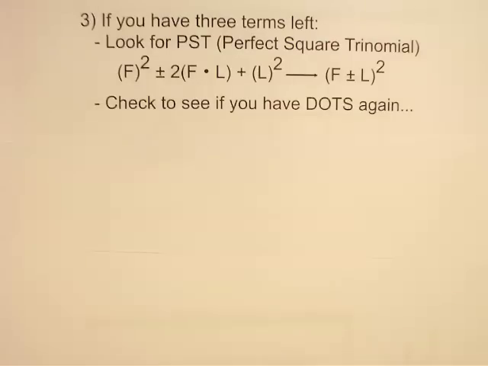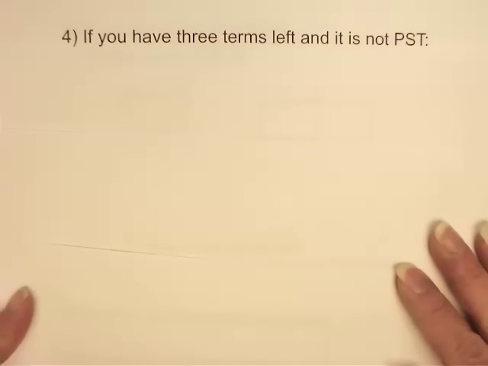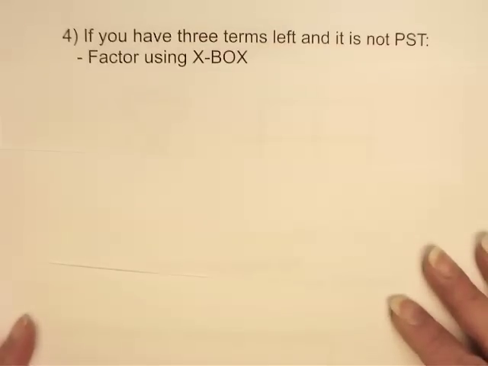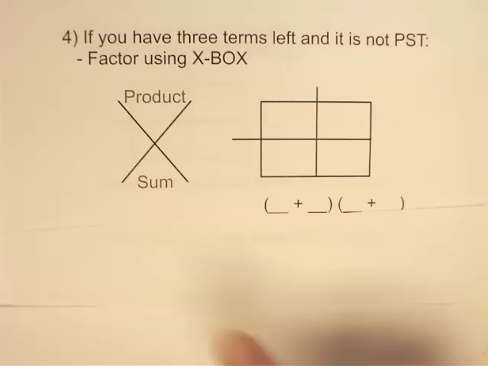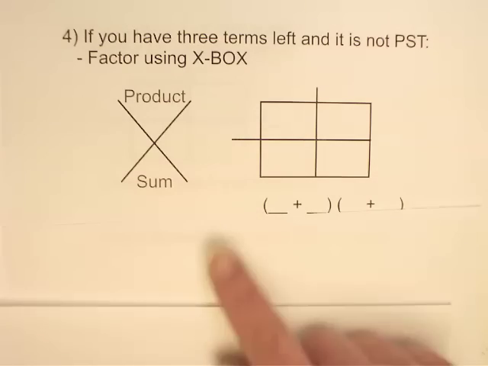The fourth method that we used, also the fourth item on our checklist: we need to check if you still have 3 terms left and it's not a PST, then we need to factor using X box. And just a reminder of what X box looks like. Remember that you had your X and your box. The X was also known as the diamond.